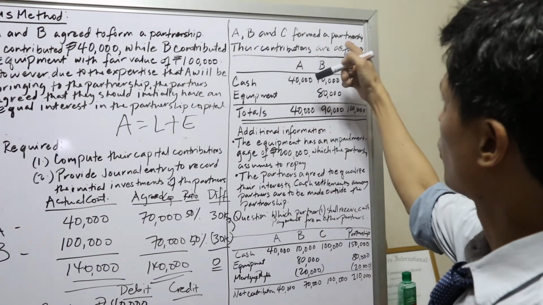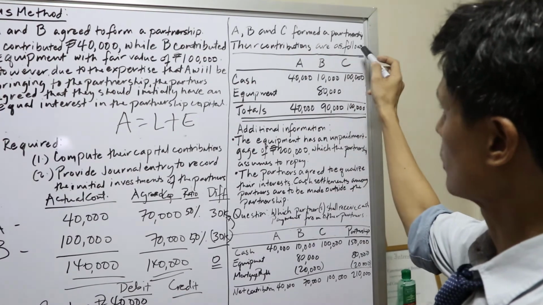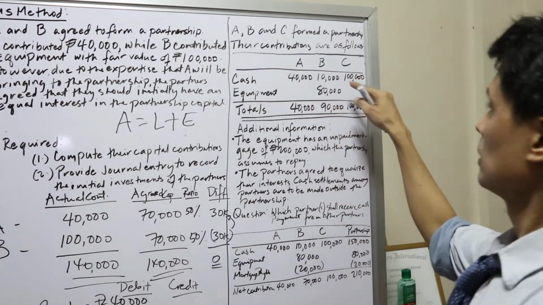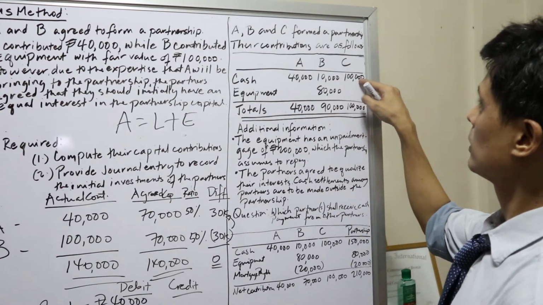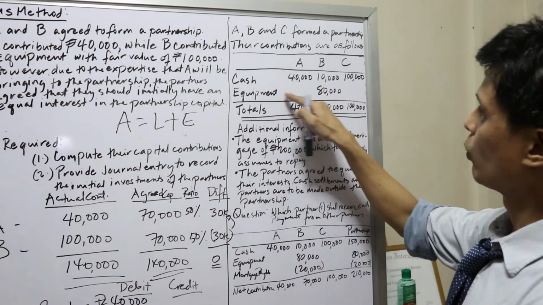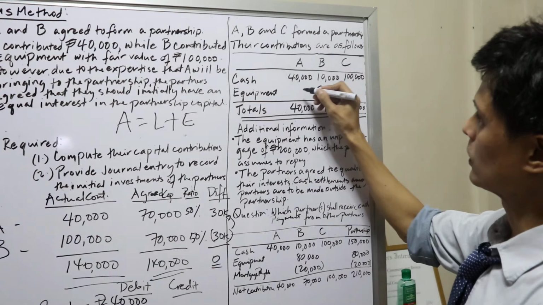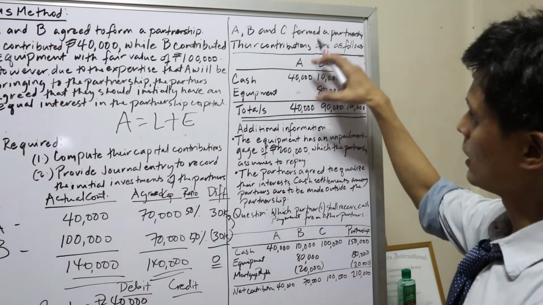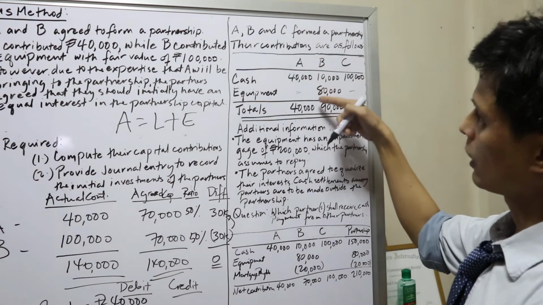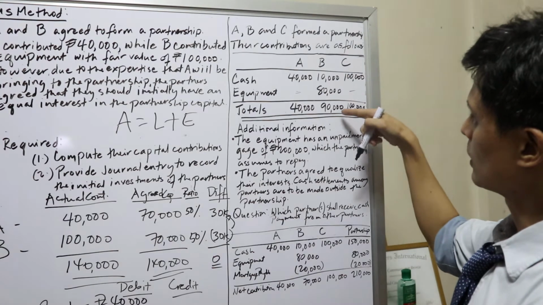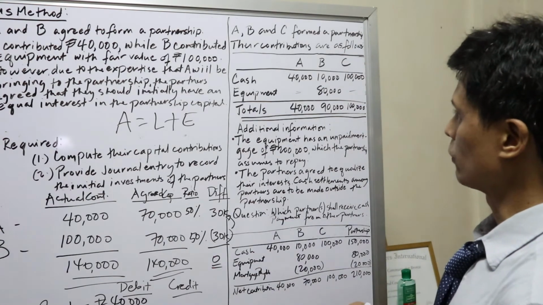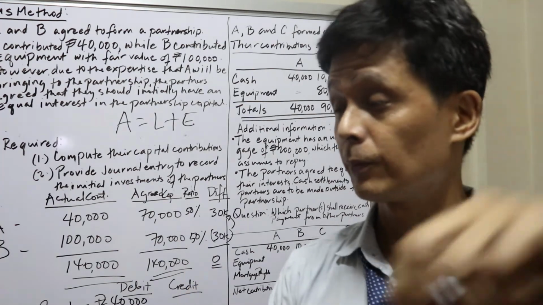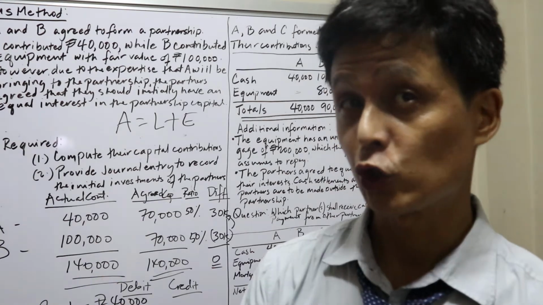A, B, and C formed a partnership. Their contributions are as follows. A has 40,000 cash. B has 10,000 cash. And C has 100,000 cash. Equipment, si B lang ang nagbigay. So ito wala. Yung A and C wala. So incidentally, this is the actual contribution. So yung total na kinontribute ni A is 40,000, yung kay B naman 90,000, and yung kay C total of 100,000.